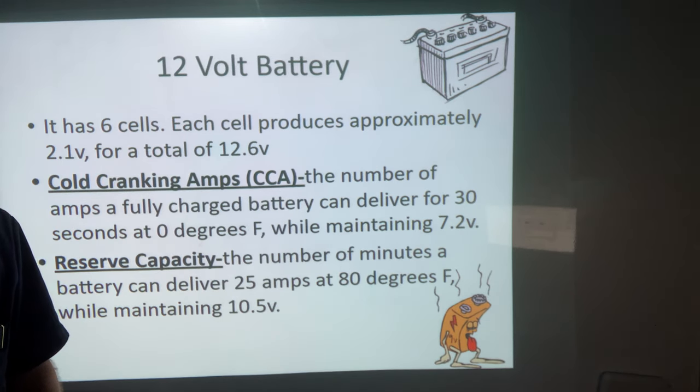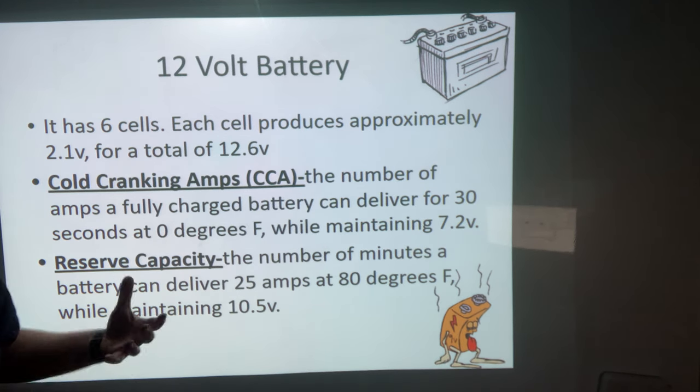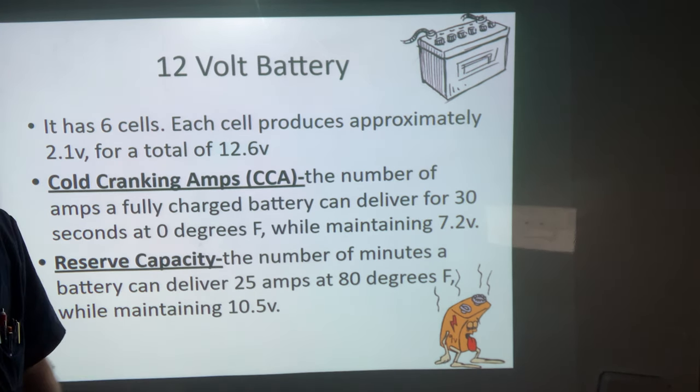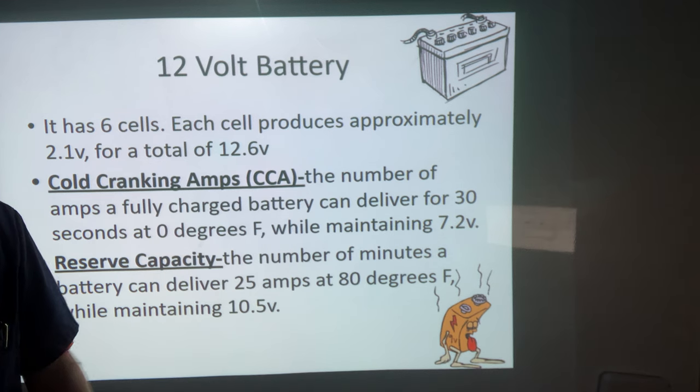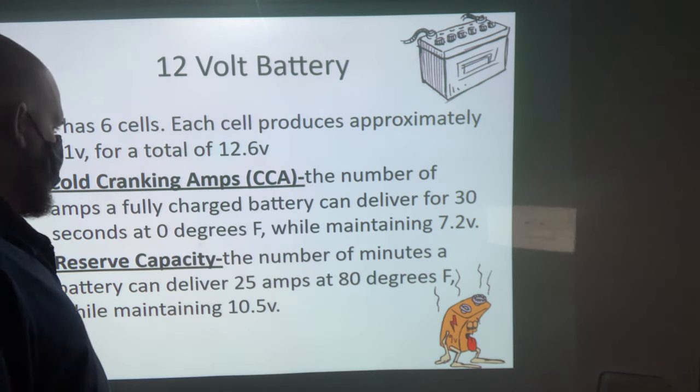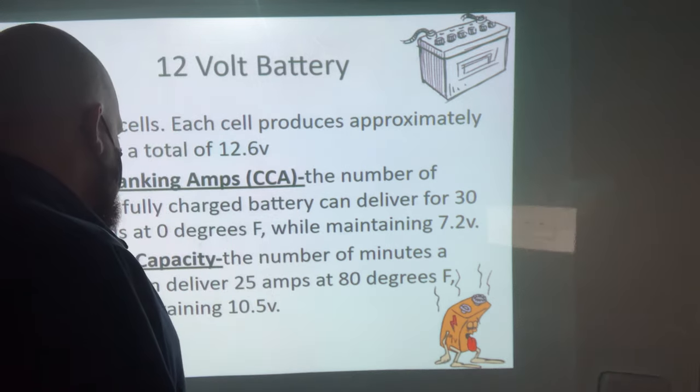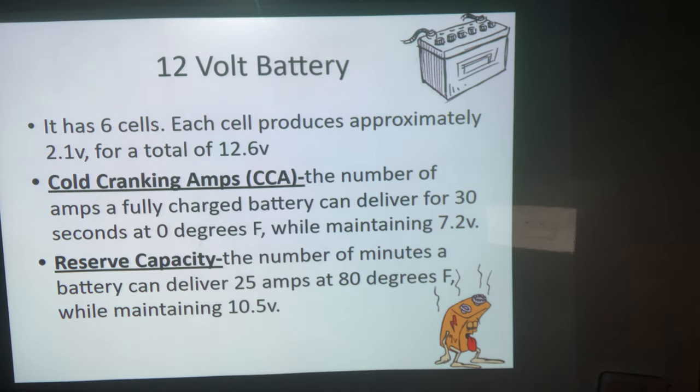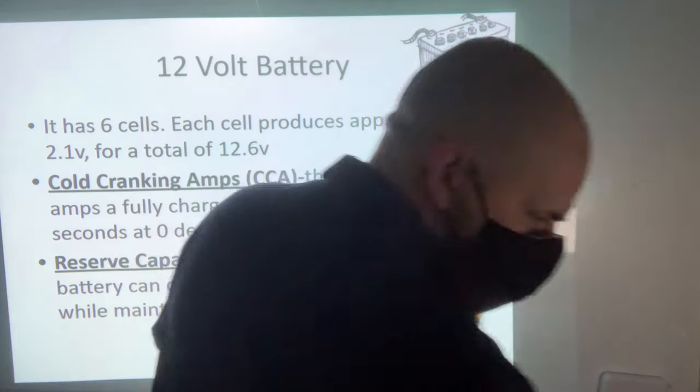When you have something like a diesel truck, a lot of times you want something with a lot of cold cranking amps, like 850 cold cranking amps, and you've got 2 batteries in it. Something for my little Honda car is probably around 450 or 500 cold cranking amps, somewhere in that neighborhood, okay? Reserve capacity is the number of minutes a battery can deliver 25 amps at 80 degrees Fahrenheit while maintaining 10.5 volts.